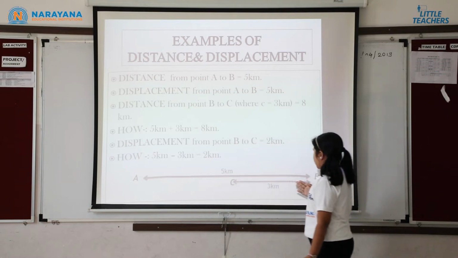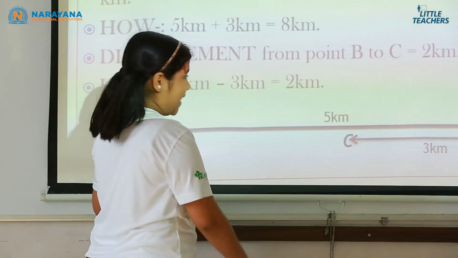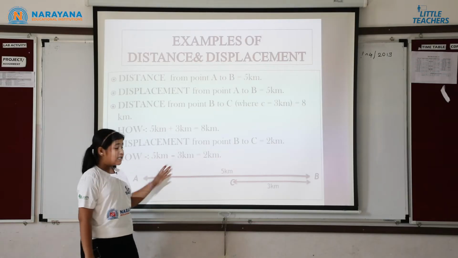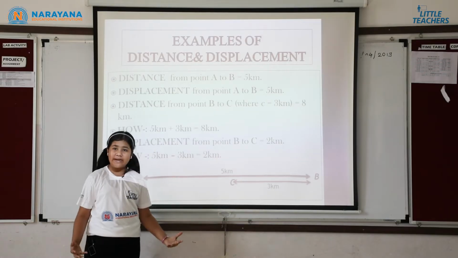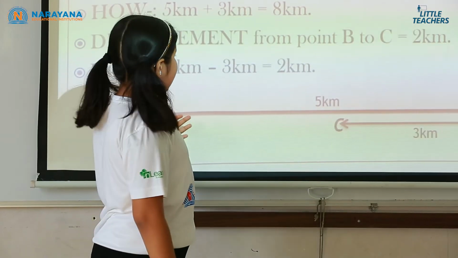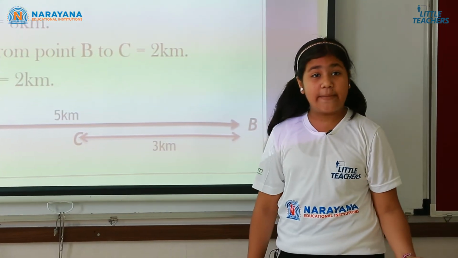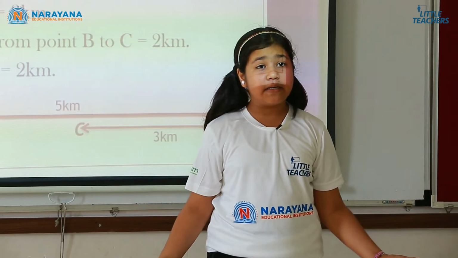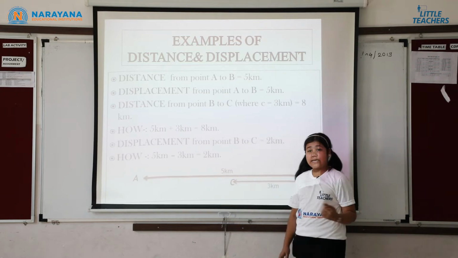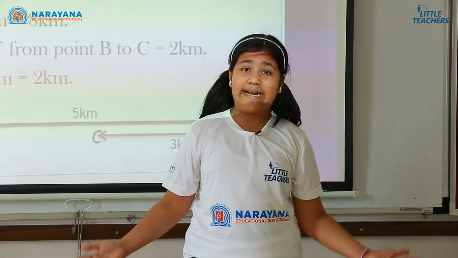As you can see, here is a line segment named AB. The person standing at point A comes to point B, which is 5 kilometers. So, the distance from point A to point B is 5 kilometers and the displacement is also the same, that is 5 kilometers. In case 2, when the person from point B comes to point C, which is 3 kilometers, the distance becomes 8 kilometers. How? The total distance covered earlier was 5 kilometers and the distance covered now is 3 kilometers, which in total gives us 8 kilometers.